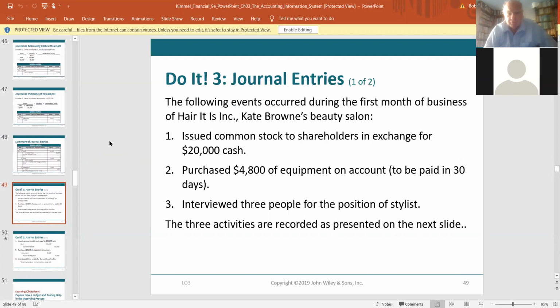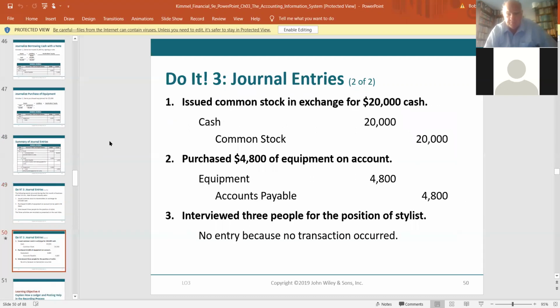Looks like we have more journal entries to do, huh? Issued common stock to shareholders. There we go. Issued common stock in exchange for cash. We debit cash, we credit common stock. We purchased 4,800 of equipment on account. On account means it's going to be accounts payable or accounts receivable. And what are we doing here? We're purchasing something, so that would clearly be accounts payable. And then we interviewed 3 people for the position of a stylist.